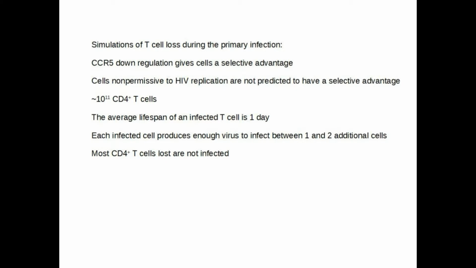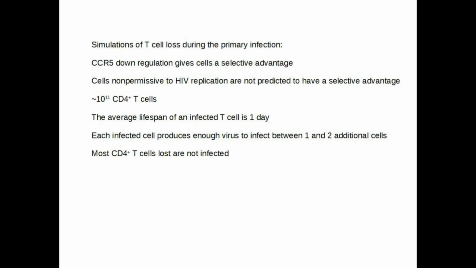The average half-life of an infected T cell is 1 day. There are 10 to the 11th CD4 T cells in the average person, about 2% of which are in circulation. The virus spreads slowly. Each infected CD4 T cell produces enough virus to infect 1 to 2 additional cells. This is an accepted range. I will use a value of 2 in the simulations.